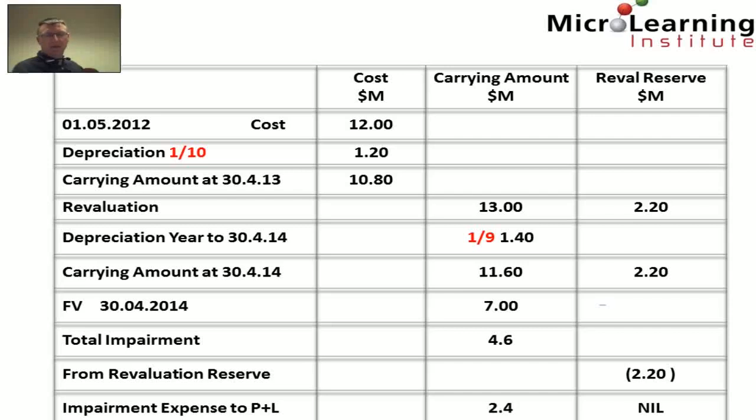So you can see at the end of the period in relation to property, plant and equipment, we need to recognize an impairment expense to P&L of $2.4 million and also recognize that there is no longer a revaluation reserve in relation to this asset.